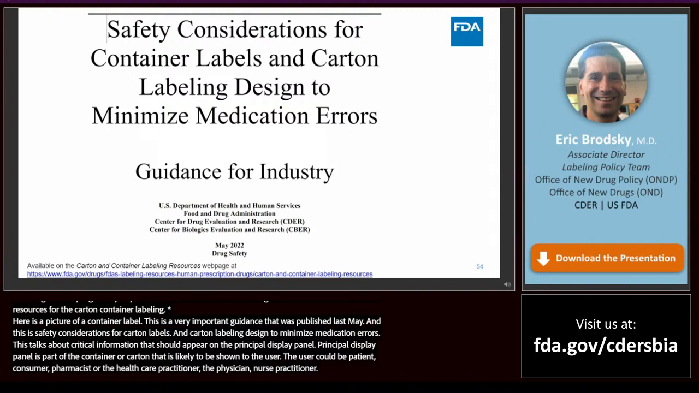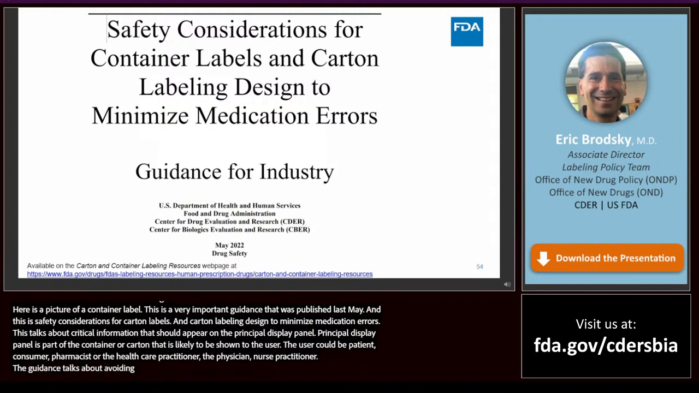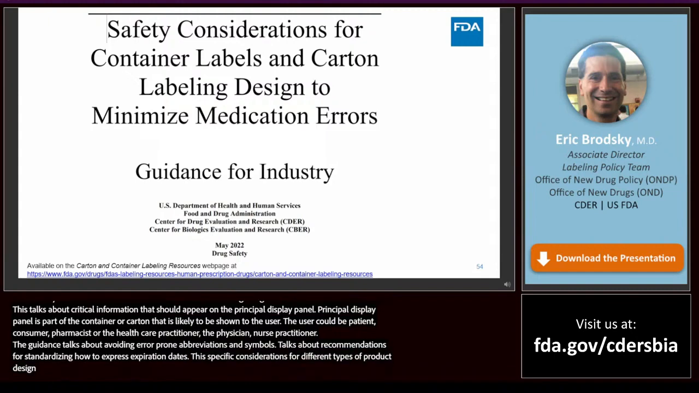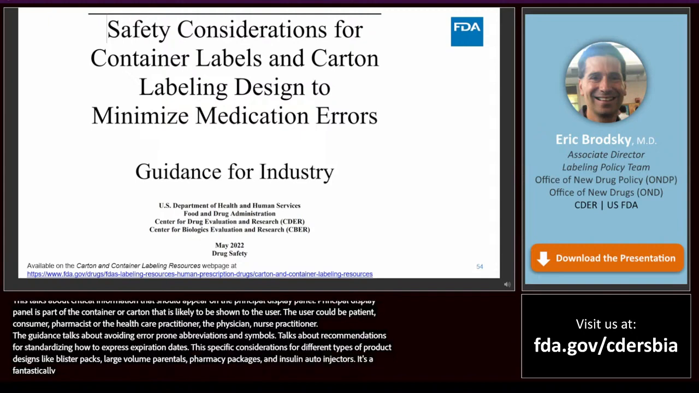The guidance talks about avoiding error-prone abbreviations and symbols, talks about recommendations for standardizing how to express expiration dates. Then there's specific considerations for different types of product designs, like blister packs, large volume parenterals, pharmacy bulk packages, and insulin auto-injectors. It's a fantastically written guidance.